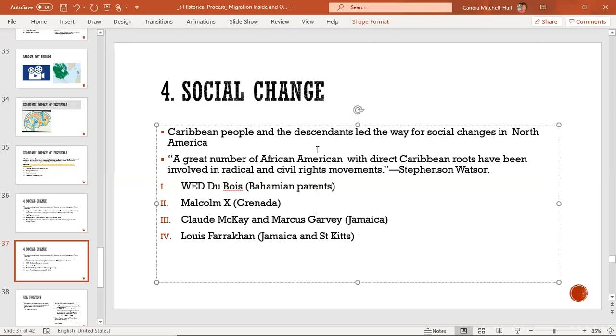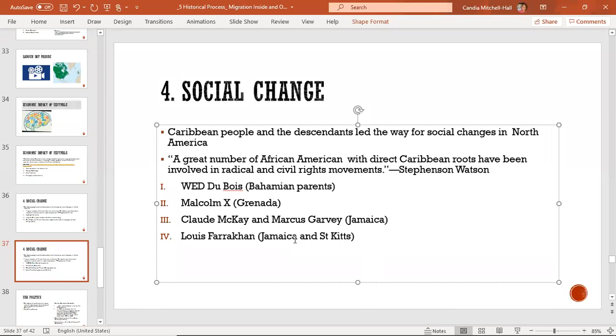All of these are civil rights activists in the United States, major civil rights activists who have influenced social changes in those countries. They have highlighted racism, they have fought against racism, they have advocated for voting rights for Black people. In fact, we in the English-speaking Caribbean are way ahead of the United States when it comes to social changes.